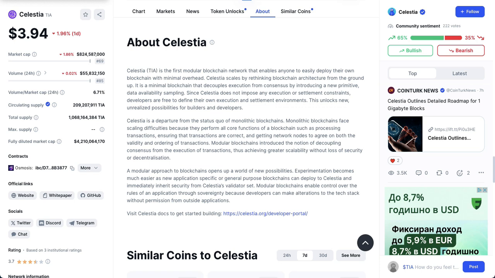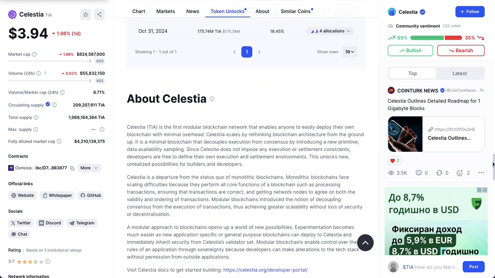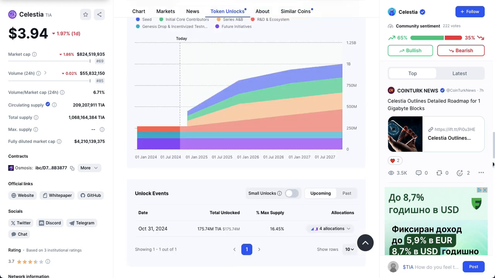I think this is the upside for Celestia. So on the fundamental level, Celestia looks extremely bullish, but we have to look at it overall.